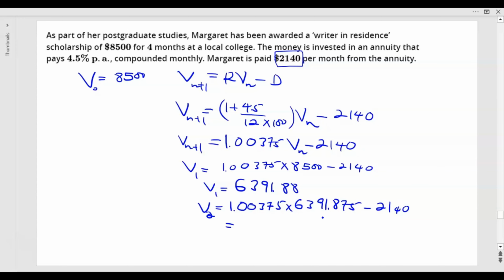But if you're using the finance solver, because this is the money she's getting from the annuity, the PMT has to be positive, and the present value is negative, and then you get your future value after 4 months. If you're getting money from the bank, the PMT of your finance solver has to be positive, but if you're giving money to the bank, it has to be negative. But with the recurrence, just do it this way here.